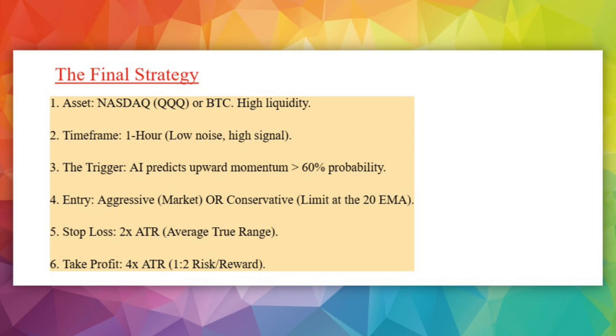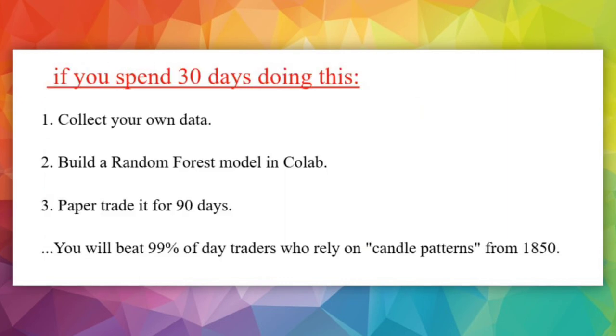Number 5, stop loss, 2x ATR, average true range. Number 6, take profit, 4 times ATR, 1 to 2 risk reward. Do not trade 30 different pairs. Train one AI for one ticker. Master the relationship.